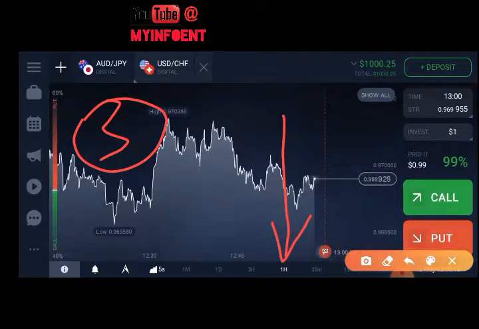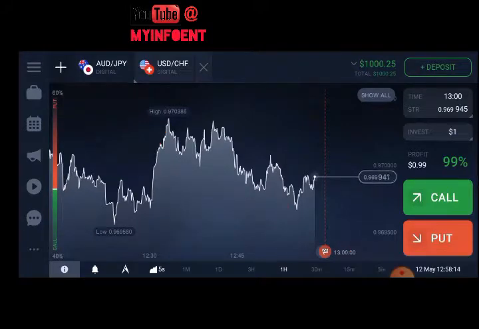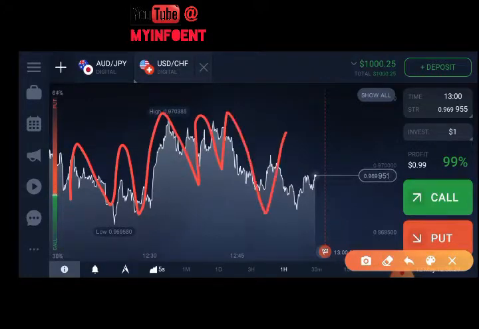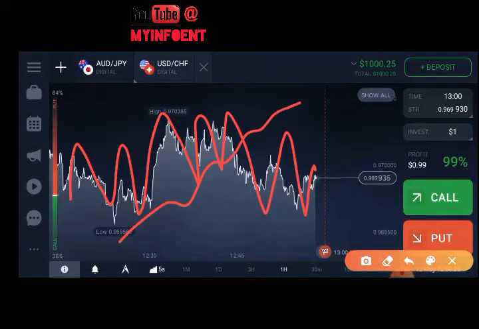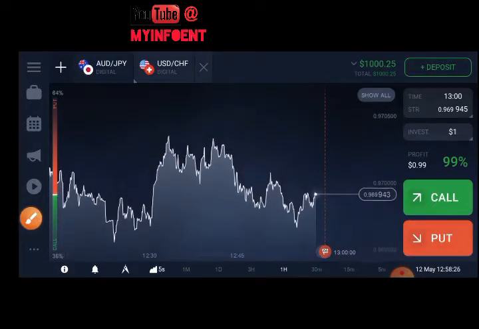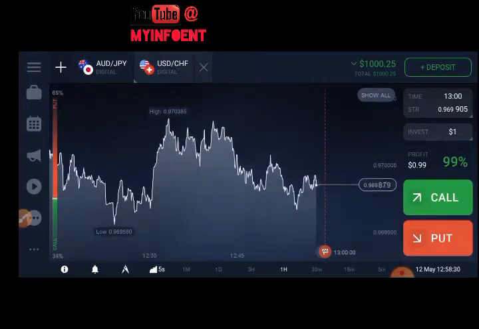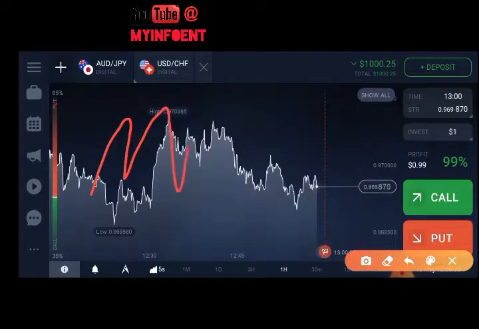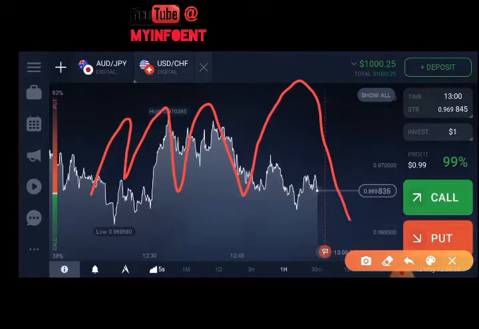Then what do I mean by a ranging market condition? A ranging market condition is a market condition that goes this way. It doesn't go upward. You understand? When people say price action is consolidating, it simply means that the price movement of this asset is going up, going down, going up, going down. It's not going up consistently, neither is it going down consistently.